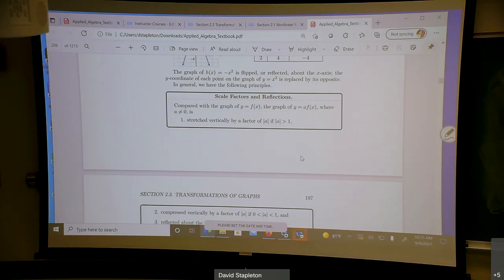And what if a is negative? If it had a positive coordinate, it's now negative. If you had a negative coordinate multiplied by a negative, it's now positive. So it flips it upside down. It's scaled by absolute value of a, and flipped upside down if a is negative, meaning flipped over the x-axis.